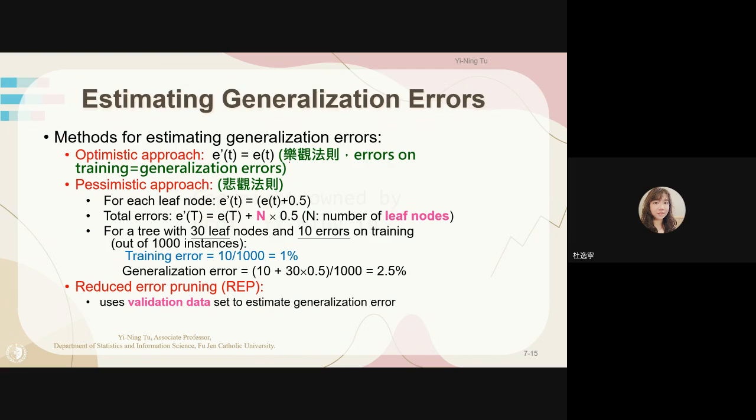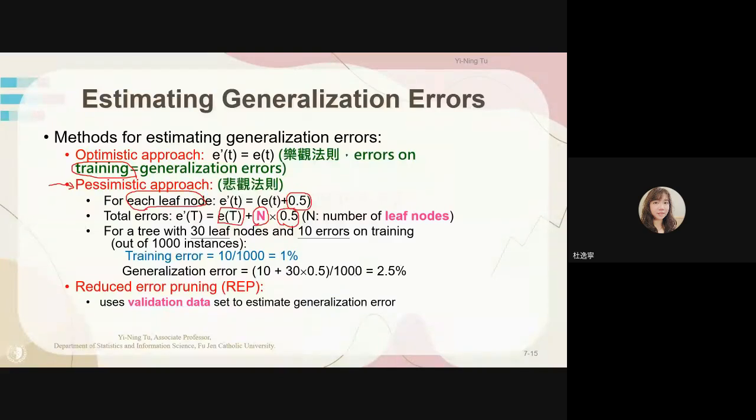First is optimistic, 乐观法则. Optimistic means we directly use the training error as our error. 就是用 training data set 的错误率来当做我的模型。Our textbook uses the pessimistic, 悲观的，但悲观其实就是保守。Conservative, we also call that pessimistic. 那这个保守怎么保守呢？Because each leaf node will have some error, just like 0.5. 我们估一个，每个叶子都会有 0.5 的错误。So the total error will be the training error plus the number of leaves, each multiplied by 0.5.